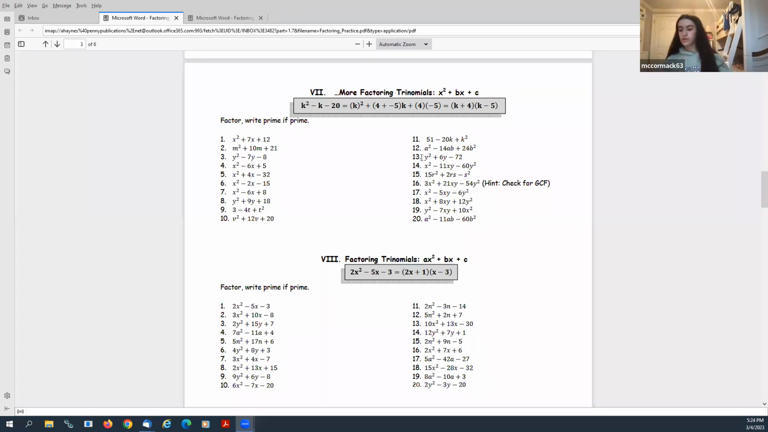I got 2x plus 3 times x plus 5. Excellent. Nice. Starting to feel a little better about these. Yeah. Got that one quickly too. That was good.